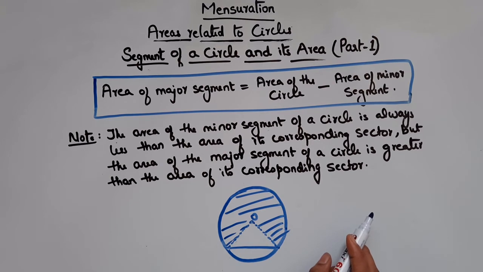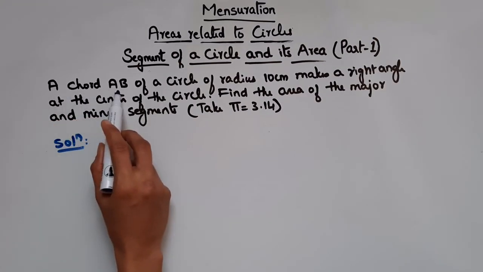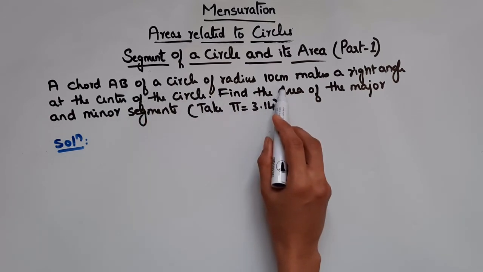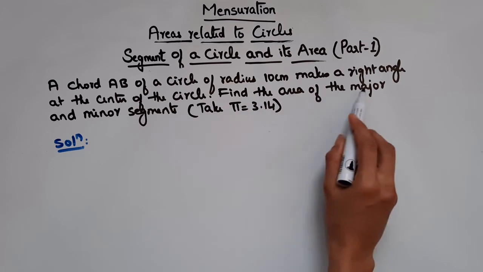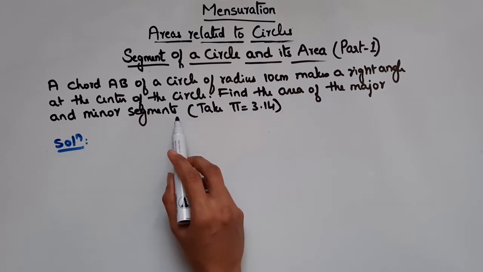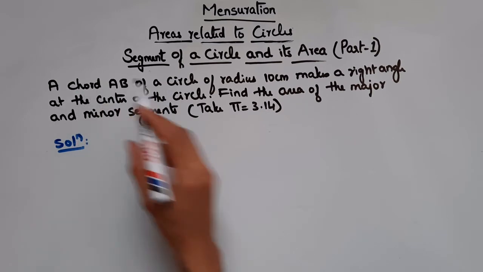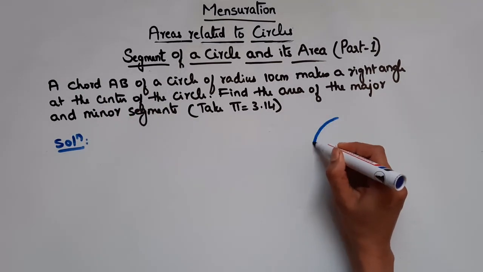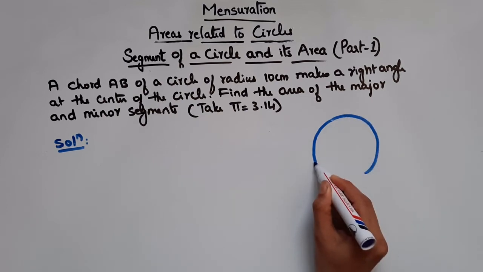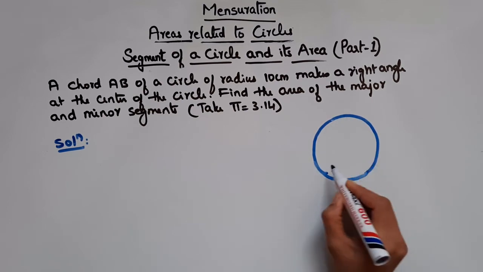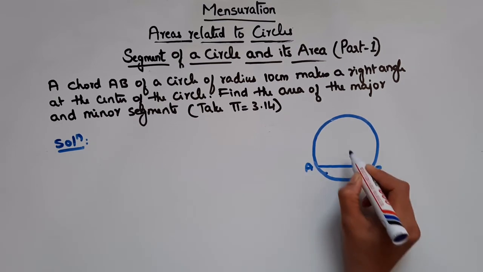Now let's see one problem. Here it says a chord AB of a circle of radius 10 cm makes a right angle at the center of the circle. Find the area of the major and minor segments. Take pi is equal to 3.14. So let's draw a circle with chord AB. So let's draw a circle of radius 10 cm and a chord AB. Alright.